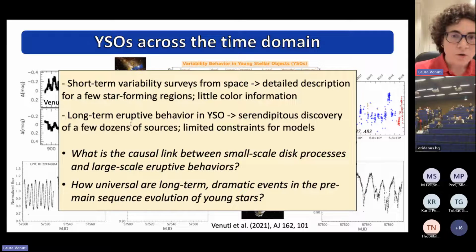So, for instance, outstanding questions in the field concern the link between small-scale disk processes and large-scale eruptive behaviors. And we do not have a statistical view of how common these large-scale outbursting behaviors are over the typical pre-main sequence evolution of young stars. So whether this is a common stage that all young stars cross during their lifetime, or whether these are different types of objects.